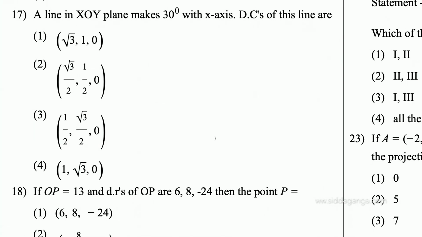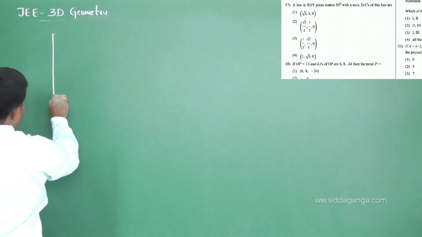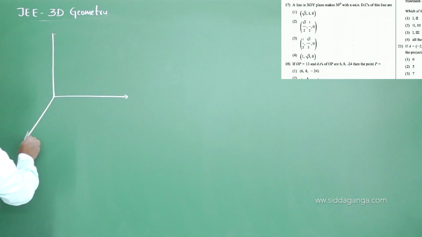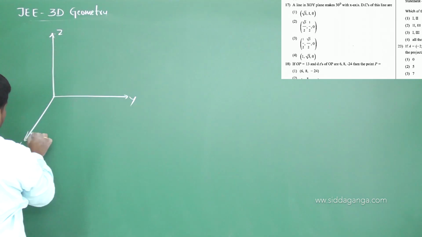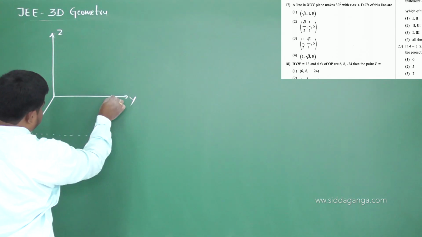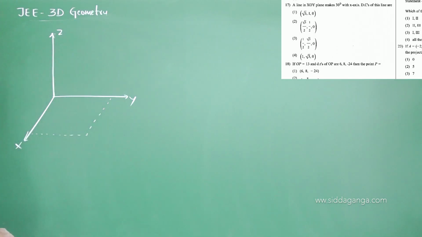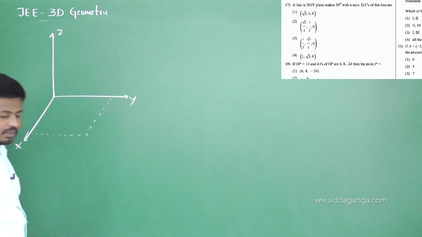Okay, let's move to the 17th question. A line in the xy plane makes 30 degrees with the x axis. The direction cosines of this line are? Okay, let me write the three coordinate axes of a rectangular coordinate system. So let us take this is x, this is y, and this is z. So now assume this is the xy plane, right?